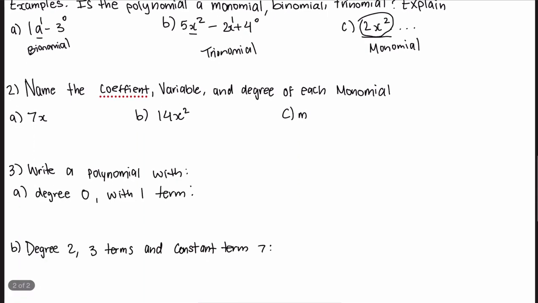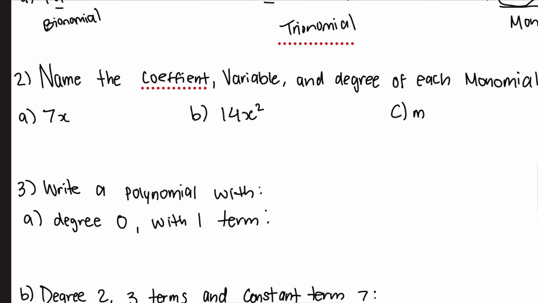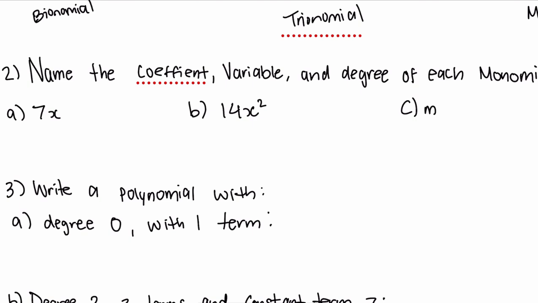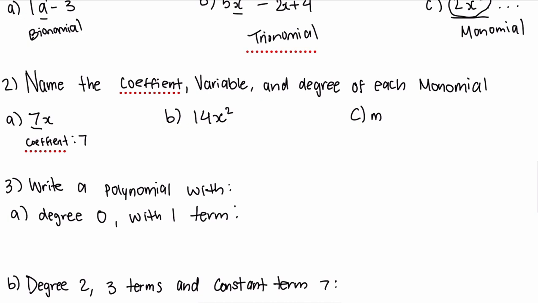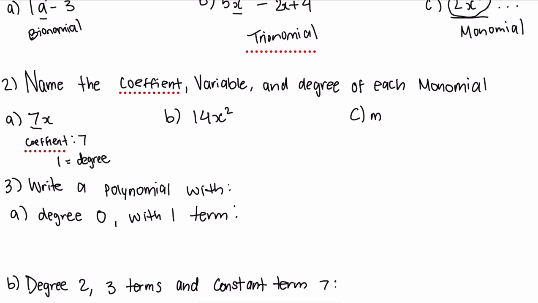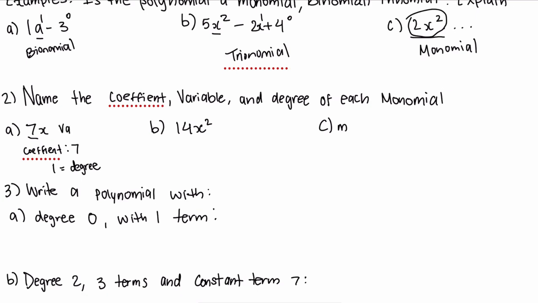Next, name the coefficient, variable, and degree of each monomial. So starting off with 7x. So the coefficient is, remember, the number before your x. So our coefficient is 7. Our variable and degree: 1 is the degree. And our variable is just going to be x.